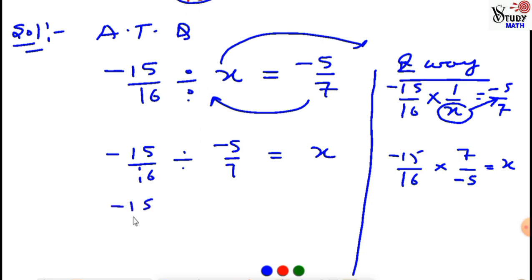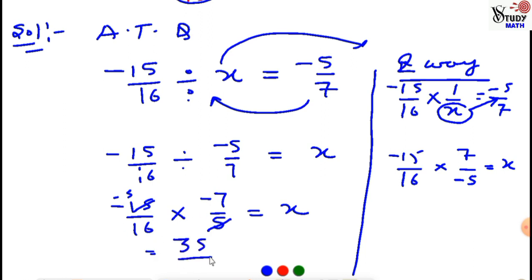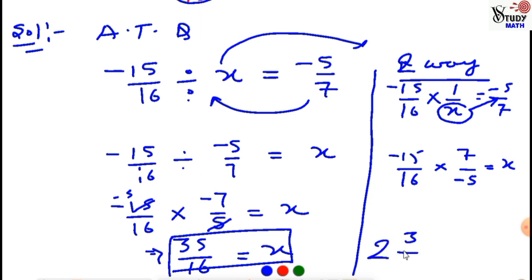So we have negative 15 upon 16 multiplied by negative 7 upon 5 is equal to x. Five 3s are 15, negative times negative is positive, so we have 35 over 16 is equal to x. And this is the answer of this question. In mixed fraction, the answer will be 2 and 3 by 16, as 16 times 2 is 32 and 3 is the remainder. This will be the answer of x.